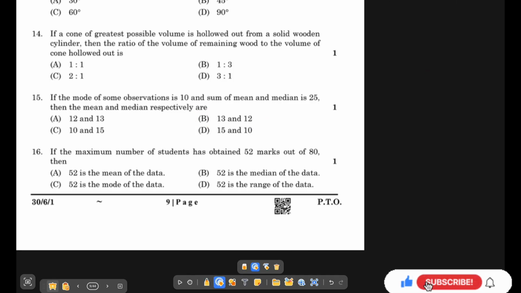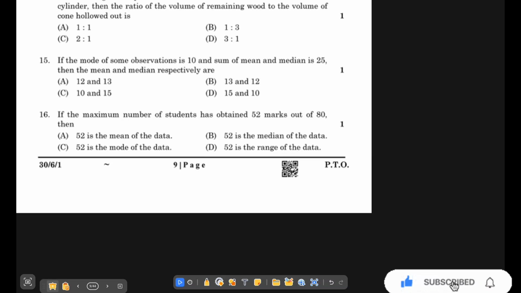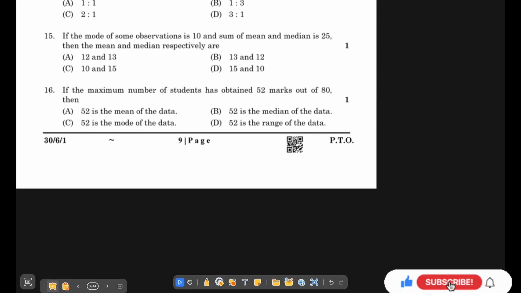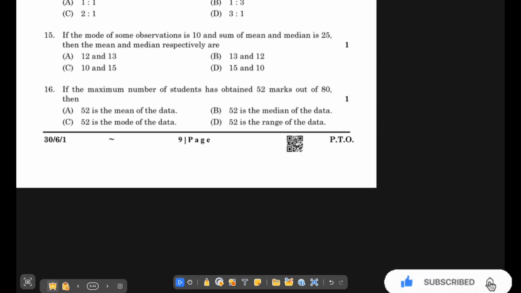Next, 16th question. What is the 16th question here? If the maximum number of students has obtained 52 marks out of 80, that means out of 80, the maximum number of students got 52 marks. Then 52 will be the mode, because the maximum number of students got 52 marks. So therefore, 52 is the mode of the data. Option C is the right answer.